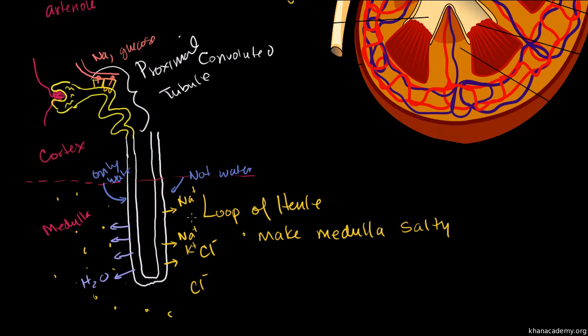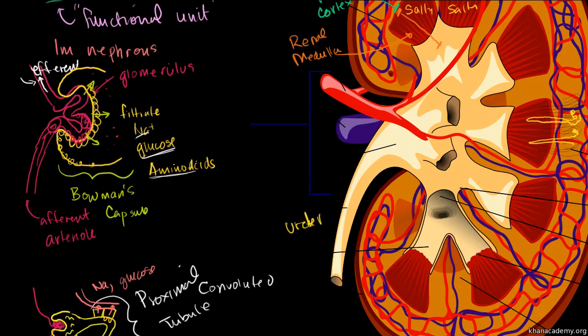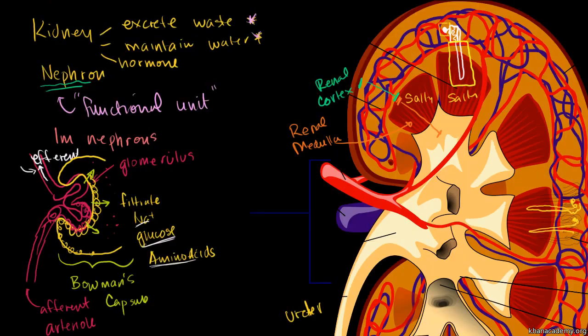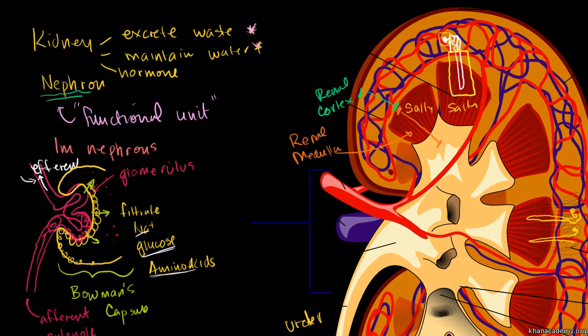So the solution is to make it salty out here by pumping out ions, and then if you make this porous only to water, water will naturally flow out. So this is a major mechanism of gaining back a lot of the water that gets filtered out up here. And the reason why this is so long is to give time for this water to leave. And that's why it dips pretty far down into this salty portion.